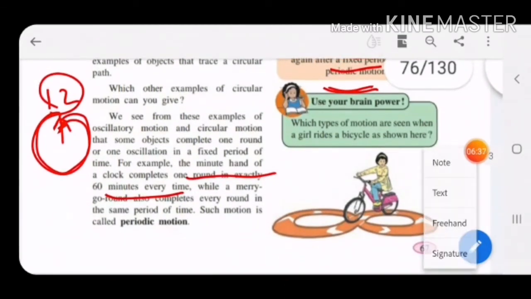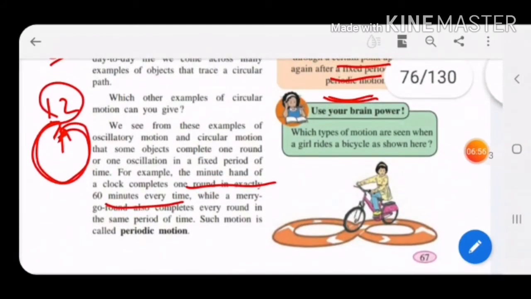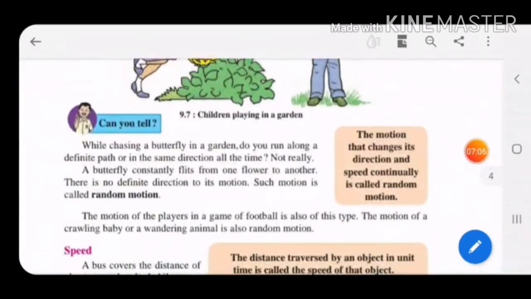Use your brain power. Which type of motion is seen when a girl rides a bicycle as shown here? Here the girl has been given one path. She's changing the direction. Here the direction is not fixed. First she will come here, then again she will take a turn. So that motion in which the direction is not fixed, that motion is called a random motion. That is our fourth motion which we are going to study now, after periodic motion, that is random motion.